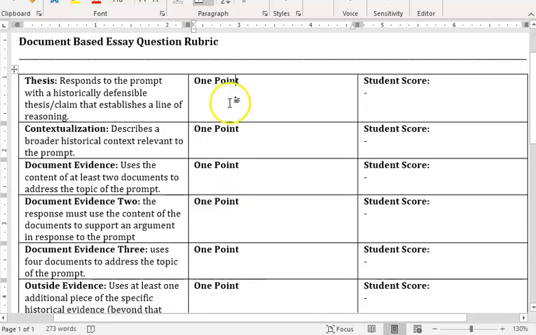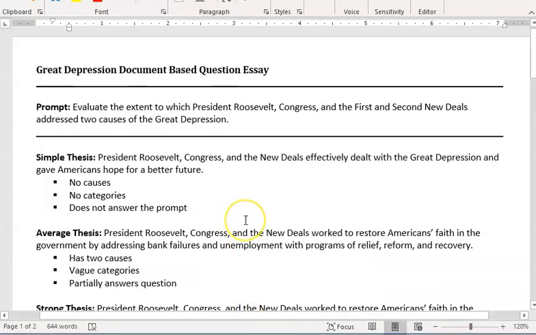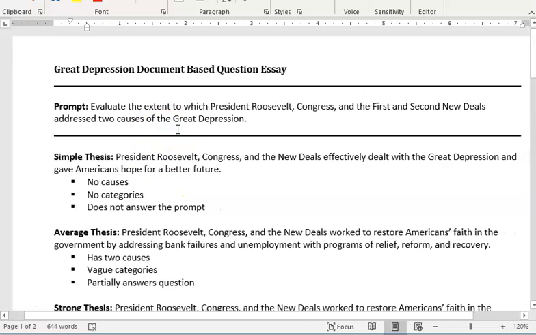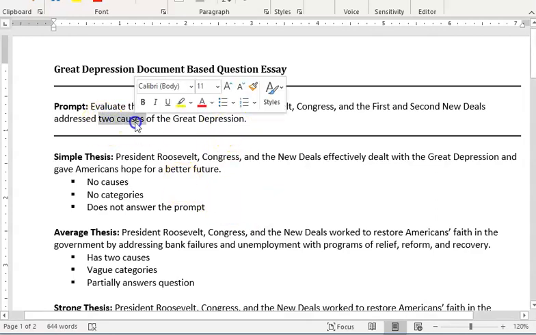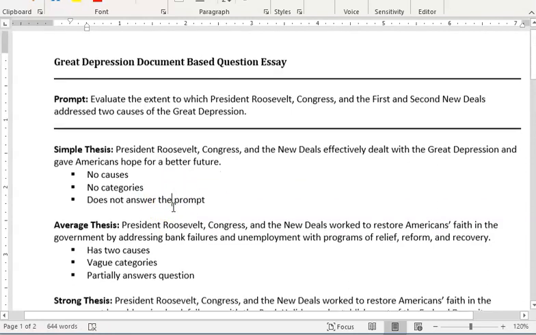Okay, let's talk about thesis statements. Here's a simple thesis. This isn't going to get you any points. We know the prompt, it's right up top. You can refresh yourself with it if you need to. Simple thesis: President Roosevelt, Congress, and the New Deals effectively dealt with the Great Depression and gave Americans hope for a better future. 1, you're not giving the reader any causes. 2, you're not establishing any categories, which is like your answers to the question. So you're not really answering the prompt, you're just restating it.